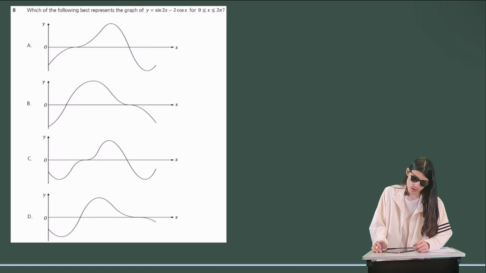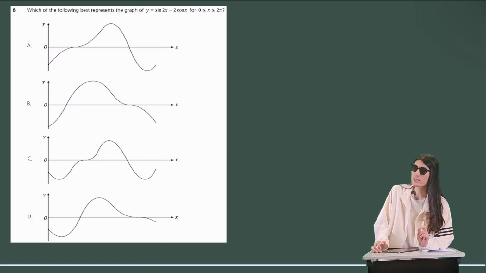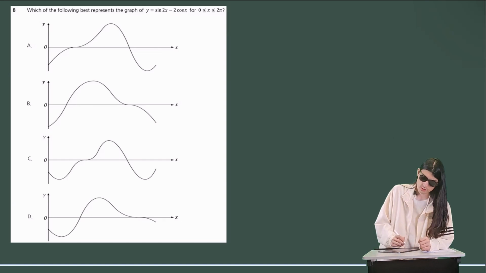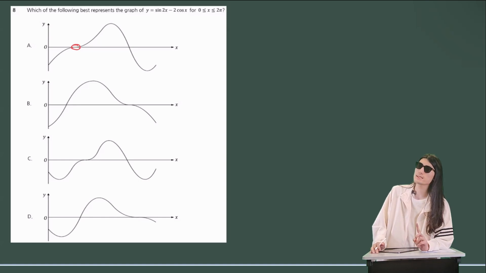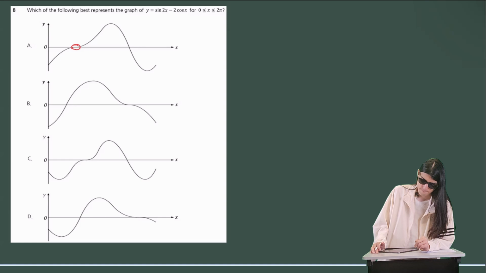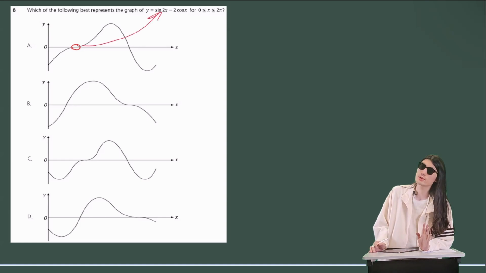Okay. However, that's not very effective for this question because the options show you the shapes of the graphs, but they don't specifically show the points that your graph passes through. So for points like the x-intercepts like this, we know that the x-intercept is a horizontal point of inflection if A is the answer. But we don't know its coordinates, meaning we can't really substitute it into the equation to verify whether A is the answer or not.